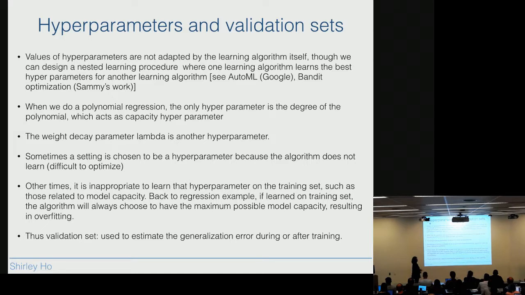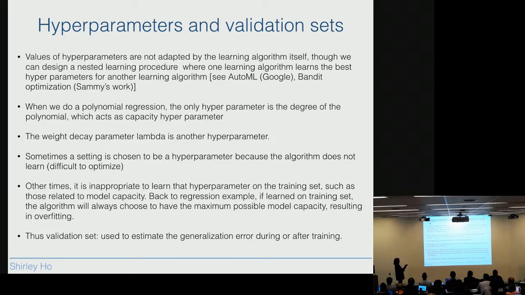Bandit optimization, which is Sammy's work. Sammy was one of my ex-students who's now faculty at Washington University. His thesis was basically to find a way to optimally find the right hyperparameter set. So training without the graduate student, that's what he called it. That's the real thesis title.